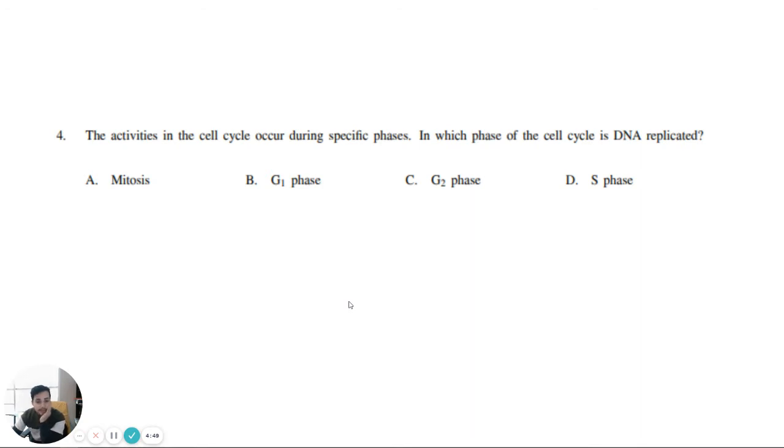For number 4, the activities in the cell cycle occur during specific phases. In which phase of the cell cycle is DNA replicated? That's what we've been talking about the whole time, right? So we have mitosis, G1 phase, G2 phase, and S phase, okay? I don't think I talked about it in that last slide. The S stands for synthesis. Synthesis means to make, so we're making DNA.